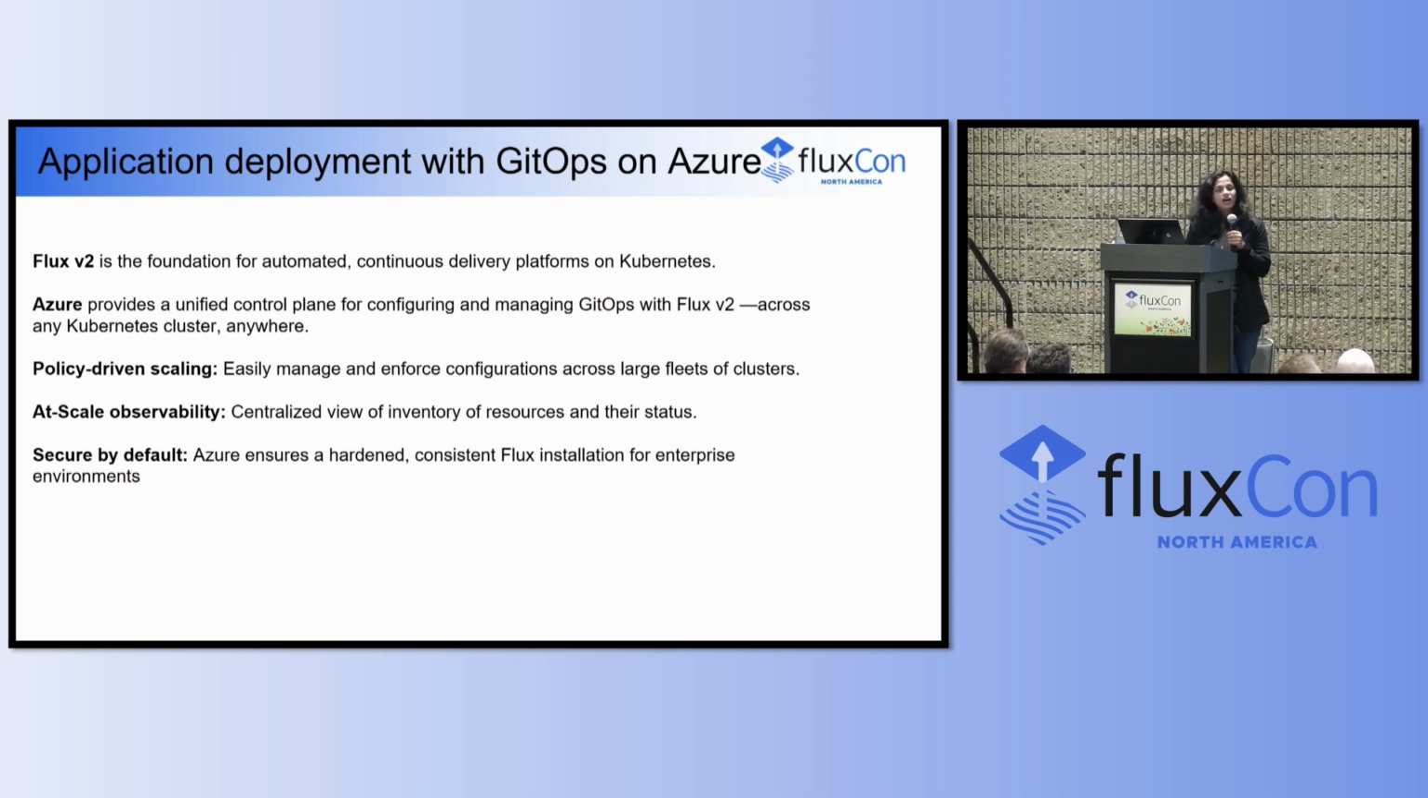However, as large organizations begin to scale their Kubernetes clusters across hybrid and multi-cloud environments, certain questions and challenges begin to arise. How to deploy Flux at scale, how to do so in a seamless manner across these different varied environments, how to measure compliance and governance of your Flux installation, how to maintain a CVE-free, secure Flux installation. So the Azure GitOps offering intends to address all of these challenges while leveraging and building on Flux to deliver the automated continuous delivery platform.